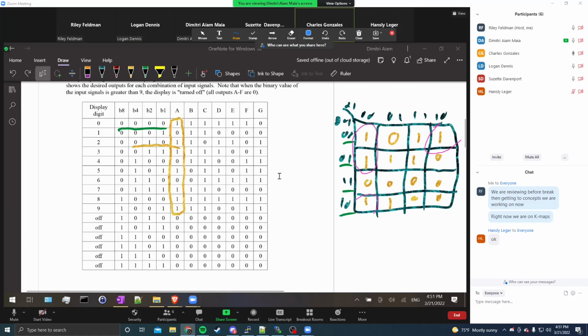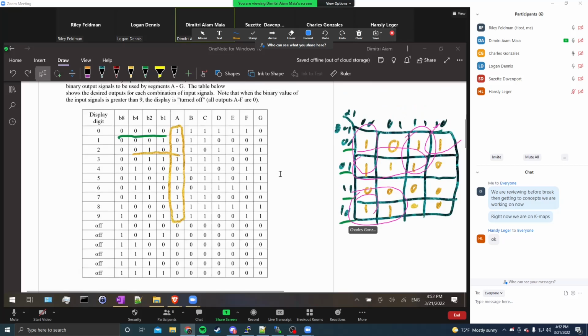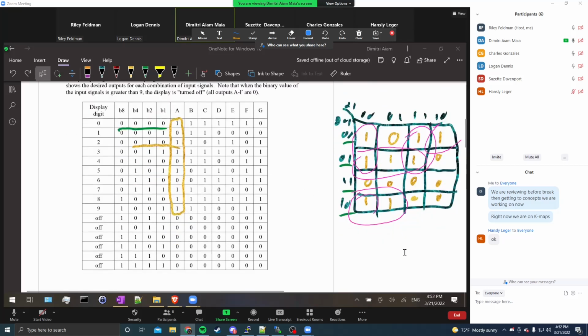This is another one. Hold on, Charles. Okay, I think that's it. Wait, shouldn't this be a zero here? This one right here. That's a zero. 0, 1, 0, 1. Nope.